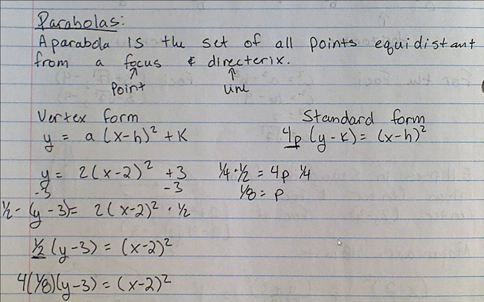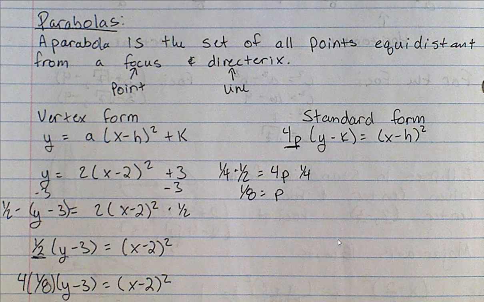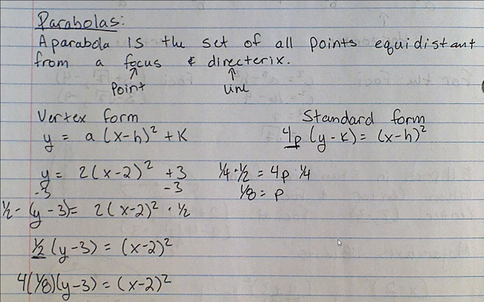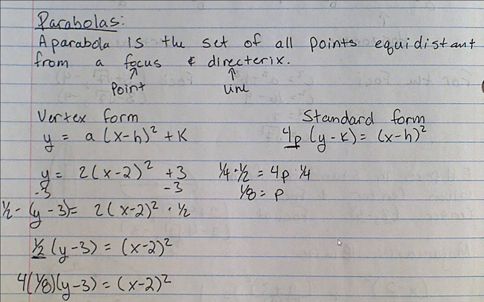Okay. Because I haven't changed anything down here. I'm saying 4 times 1/8, and 4 times 1/8 is 1/2. So 4 times 1/8 times y minus 3 equals x minus 2 quantity squared. Okay. And the reason that we're putting it that way is because now we have what this value p is. All of this wrangling was to get everything to look like that. We're going from vertex into standard.